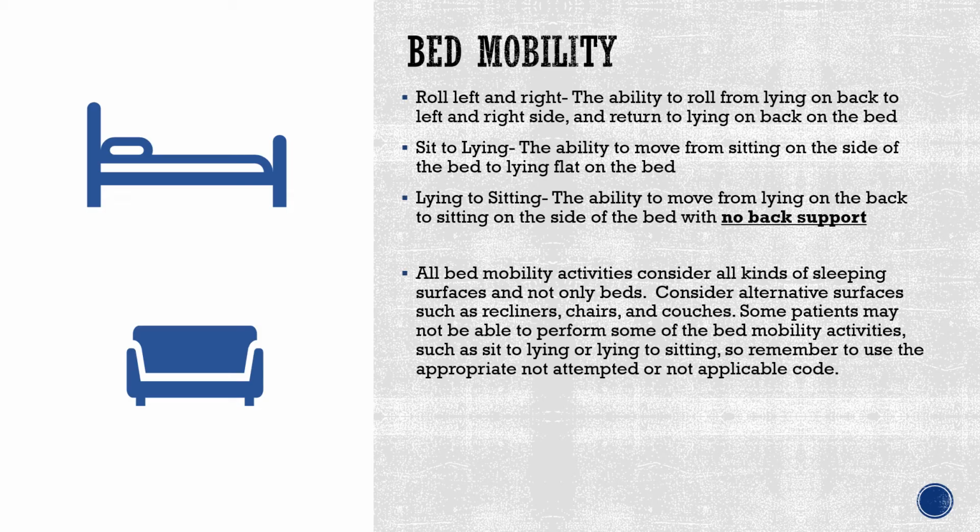All bed mobility activities consider all kinds of sleeping surfaces and not just beds. We have to consider alternative sleep surfaces like recliners, chairs, and couches. Some patients may not be able to perform some of the bed mobility activities, such as some patients may not be able to go from sit to lying or lying to sitting. So remember to use the appropriate not attempted or not applicable code.